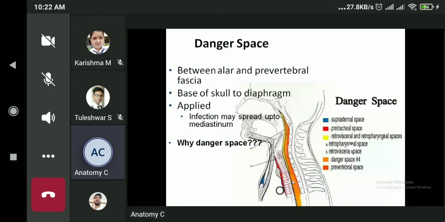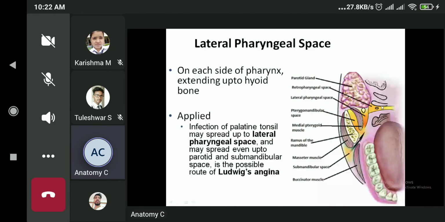Then the next space to know is the lateral pharyngeal space, and the name itself suggests that it lies lateral to the pharynx. Here is the transverse section through the oral cavity at the level of the lateral pharyngeal space. To get oriented, this is the anterior aspect with the tip of the tongue, and this is the posterior aspect. The lateral pharyngeal space lies on each side of the pharynx, extending up to the hyoid bone.